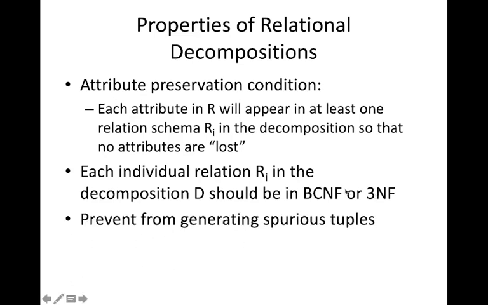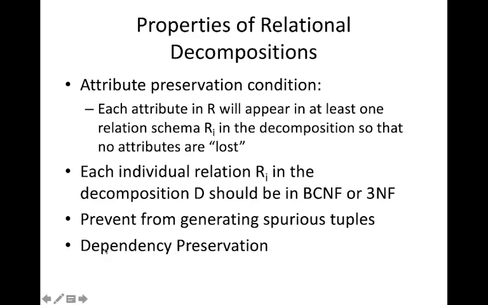Then, when we decompose into BCNF or third normal form, we should not generate spurious tuples. We have already seen what spurious tuples are. They should be prevented. There should not be any spurious tuples, that is, unwanted tuples. When we perform a natural join, unwanted tuples will come, so that should not be there. We'll see what spurious tuples are in a later session.